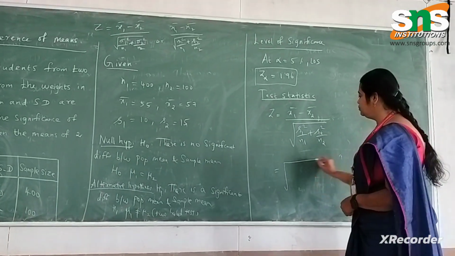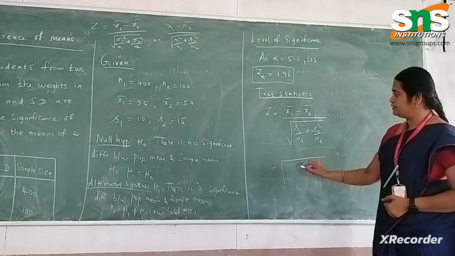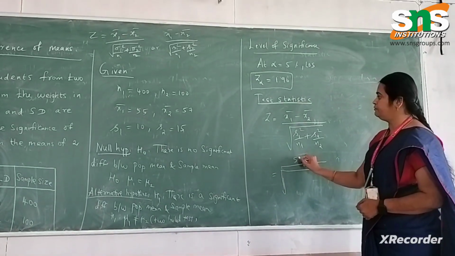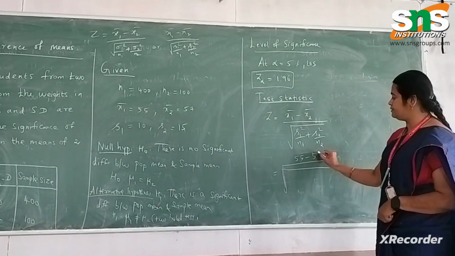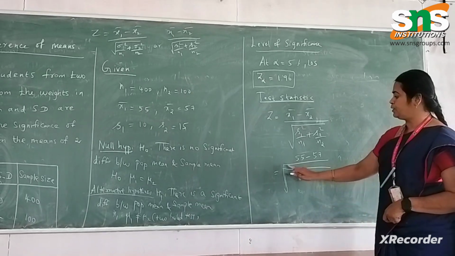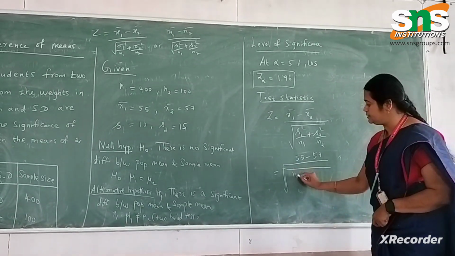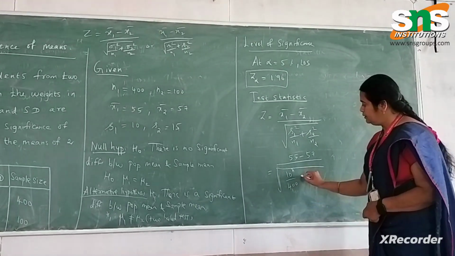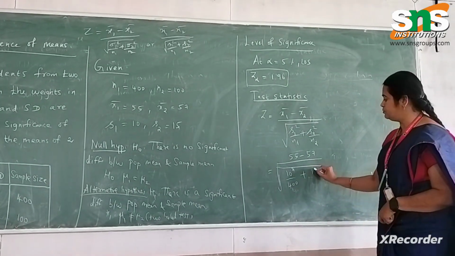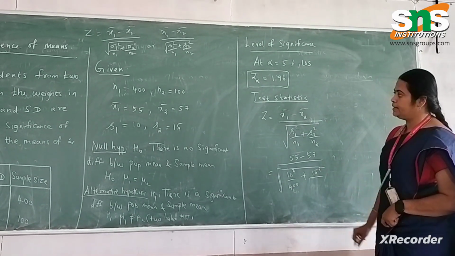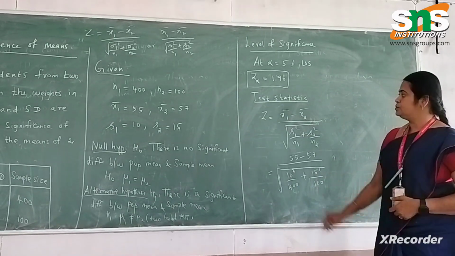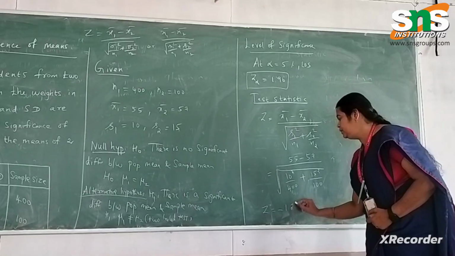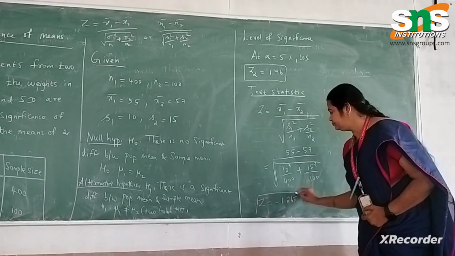So this is equal to, what is our x1 bar? x1 bar is 55 minus x2 bar, which is 57, divided by square root of s1 square, that is 10 square divided by n1 value 400, plus s2 square, that is 15 square divided by n2 value 100. When you calculate this, you will get z equal to minus 1.265.